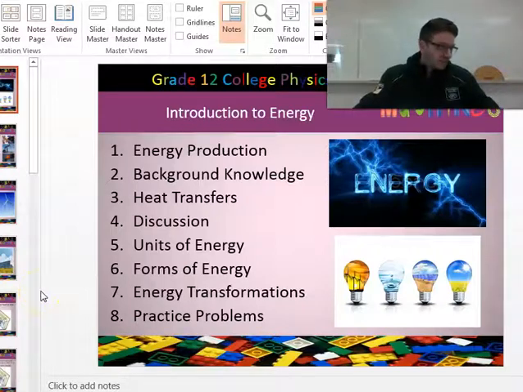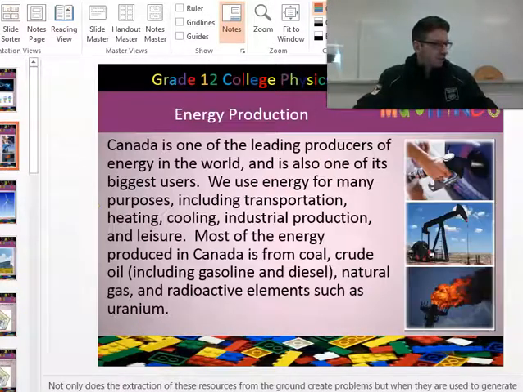Alright, so today we're going to start on our unit of energy. So it's an introduction to energy unit. Now we did a lot of energy in grade 9 science. We already know that Canada is a very large user and producer of energy. We use it for things like transportation, heating, cooling, industrial production like factories, leisure, things like that.